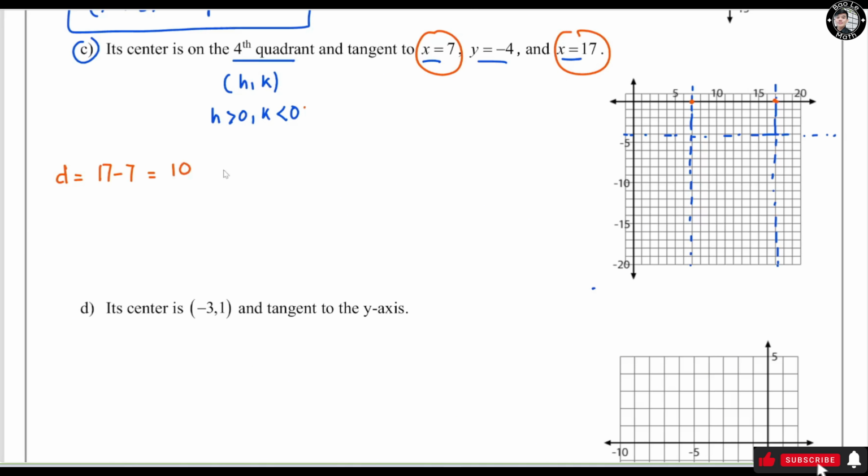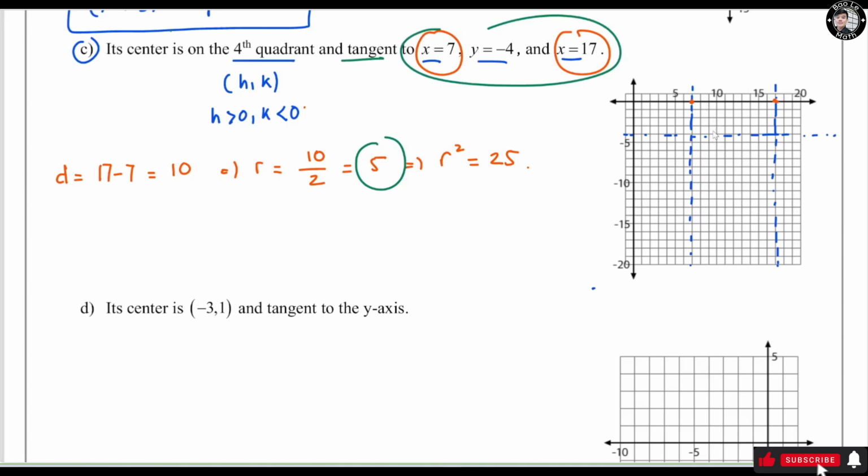Equals 10, right? So then the radius equals 10 divided by 2, which is 5. And then the radius squared is 25, right? Now since the radius is 5 and the circle is tangent to three lines right here, you have two possibilities. Either it could be like this, or it could be right here. The distance from here to the center of the circle must be 5, or from here to here must be 5, right?